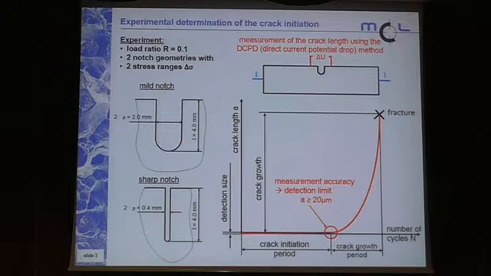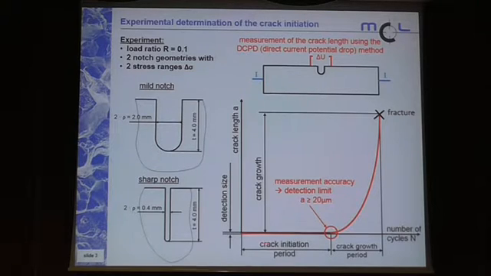So we have the information about the load and the information about the number of cycles. What we need is the information of the crack lengths. This is plotted here on the right. How we did it: with the DCPD method, direct current potential drop method, to also have the information about the crack length.